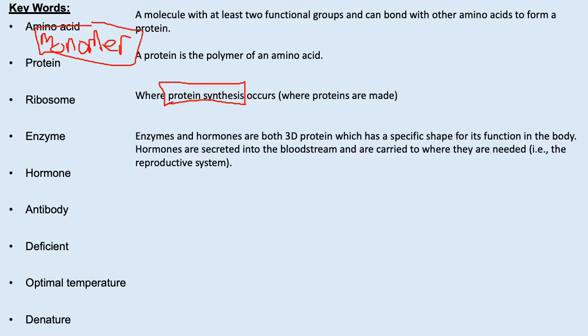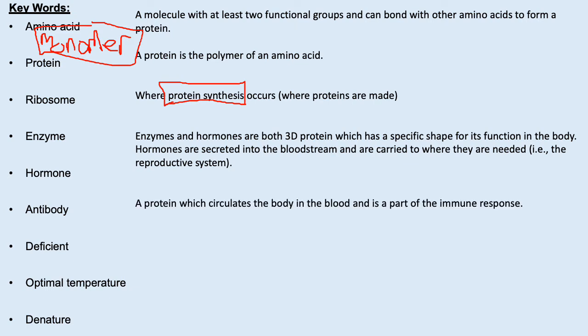Enzymes and hormones I've put under the same sort of bracket. They are both 3D proteins and they have specific shapes for their functions in the body. Hormones are secreted into the bloodstream and are carried to where they are needed by the blood. For example, testosterone, estrogen, and progesterone in the reproductive system. They are made in the brain and then they are circulated down to the reproductive tract by the blood. So they are taken to where they are needed from where they are made.